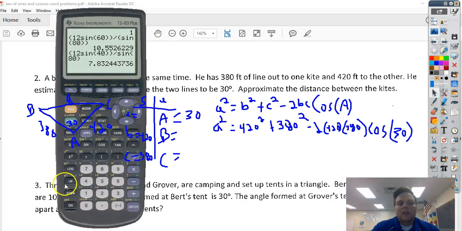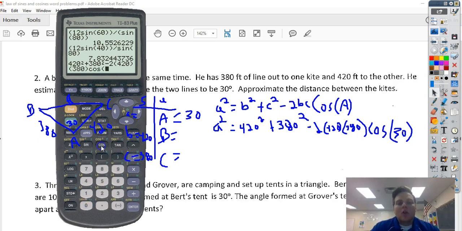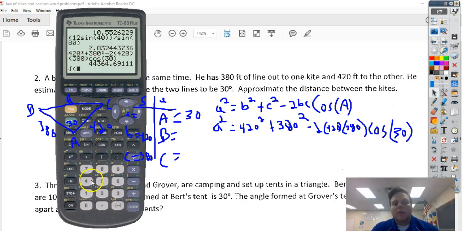Alright, so at this point in time we are ready to just jab all that good stuff into a calculator. So I grab my calculator and I type 420 squared plus 380 squared minus 2 times 420 times 380 times cosine of 30. I press enter, and I get that huge number, but that's what a squared is equal to. What do I need to do to this number? Hopefully you just thought, oh, I need to square root that number so I can get a. So let's do that.